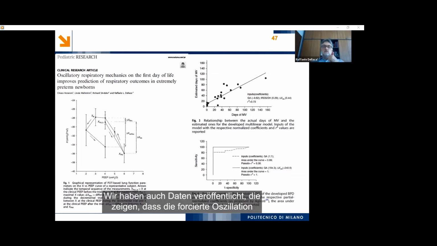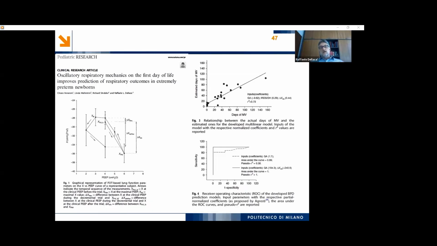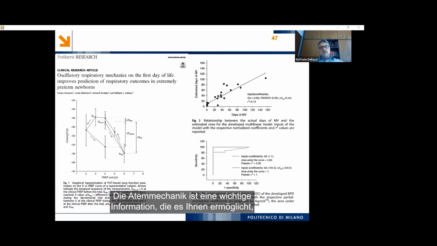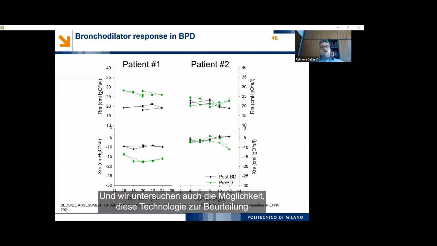We also published data showing that force oscillation can be useful to improve our prediction of respiratory outcomes in extremely preterm newborns. The respiratory mechanics actually is important information that allows you to understand the severity of the condition of the baby. And we are also exploring the possibility of using this technology for evaluating response to treatments.